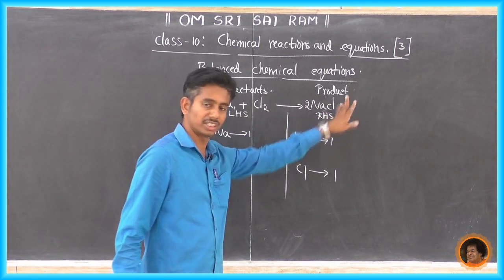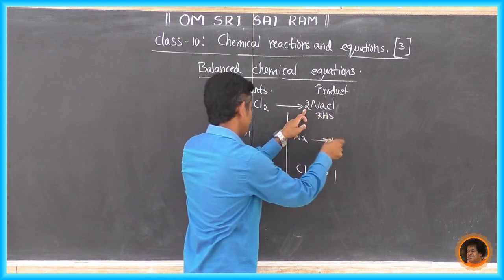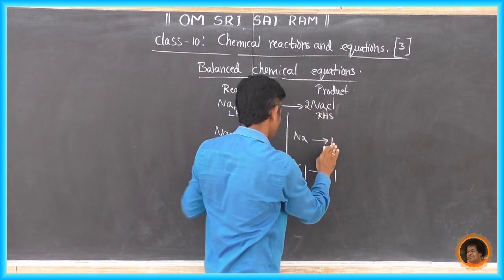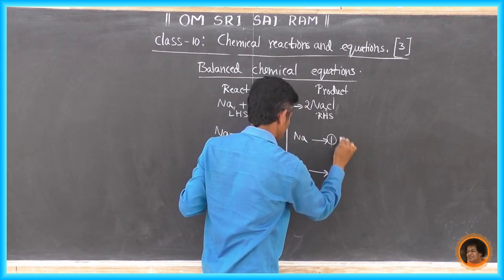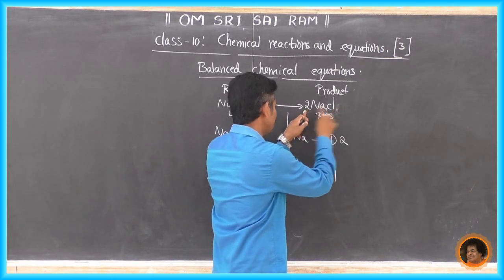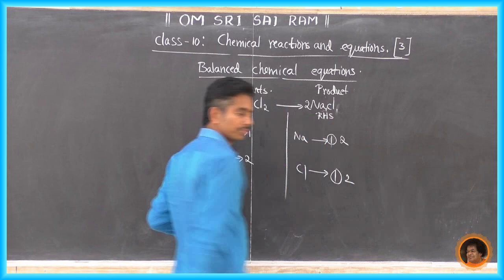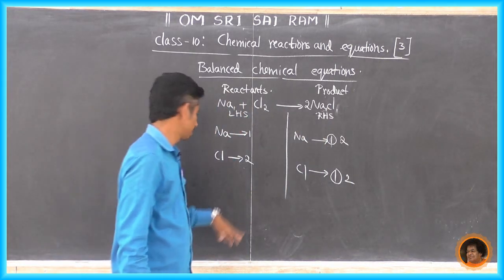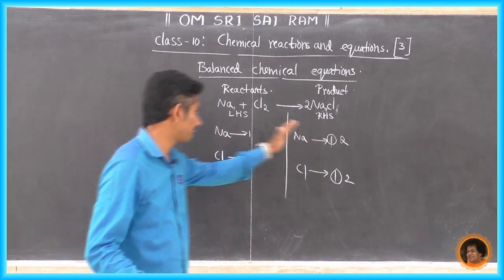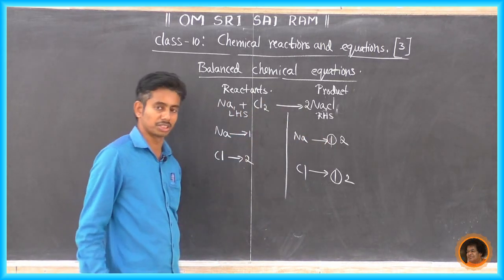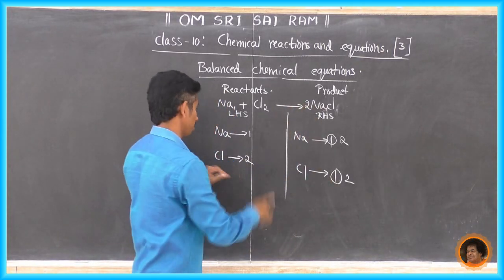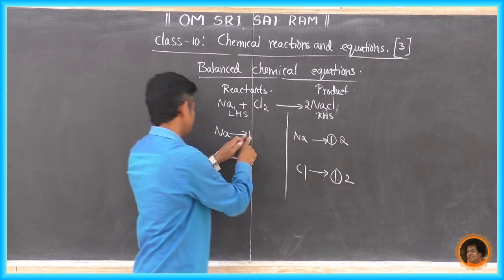So 2 NaCl. If I add 2 here, then 2 into sodium 1, sodium becomes 2. Then chlorine atom is 1, so 2 into 1, now chlorine becomes 2. After that, just compare the different elements and their mass on the left-hand side and right-hand side, that is, the reactant part and product part. Now chlorine is balanced, 2, 2. Yes, it is okay. But what about sodium? Here it is 2, here it is 1.